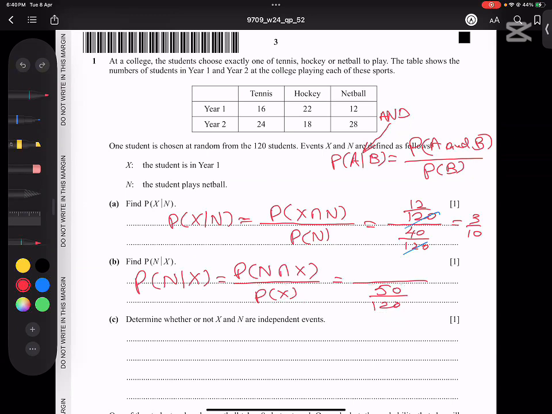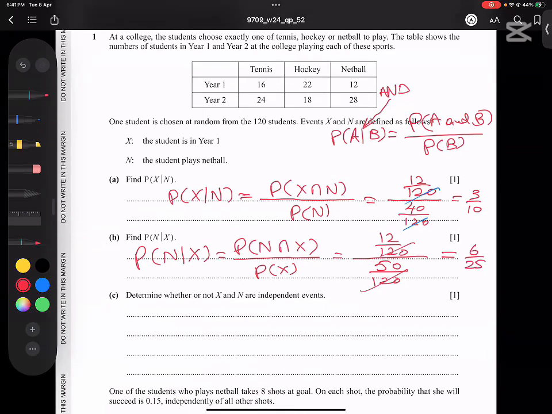So the chance of this is the probability I talk about from the total. Now we talk about netball and first year. So again, we have 12 in first year and netball. So 12 out of 120. They cancel out, and 12 by 50, if we check it, gives us 6 over 25. I think this part is clear. And let's go for the next.